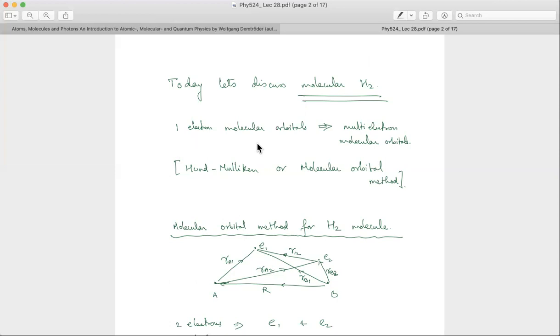So in the hydrogen atom case, we had one electron orbitals, and those we used to construct the multi-electron atomic wave functions. Likewise, here we will have one electron molecular orbitals, the H2 plus orbitals that we saw, right? So sigma g, sigma u, etc. And those we will use to construct the multi-electron molecular orbitals. Okay? And this approach of starting from the single electron molecular orbitals is named the Hund-Mulliken or molecular orbital method, basically.